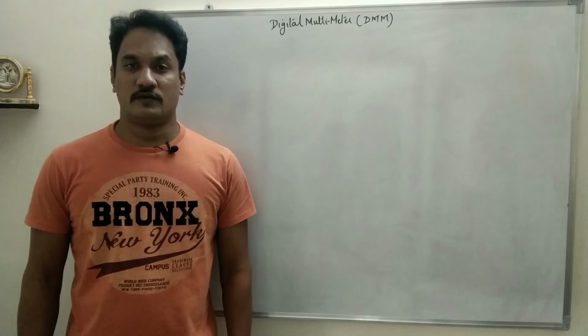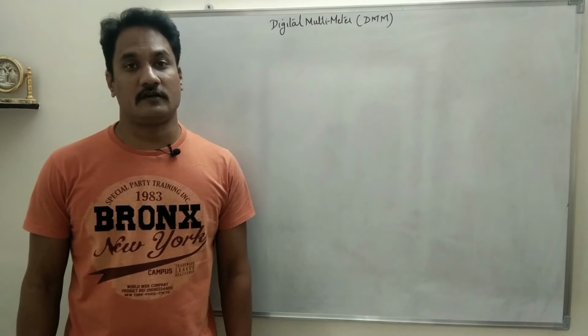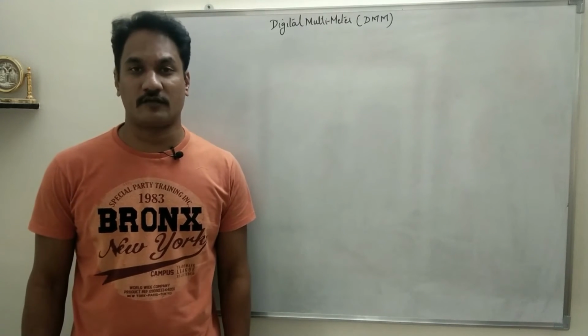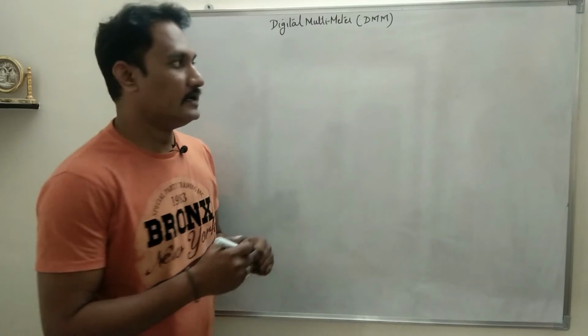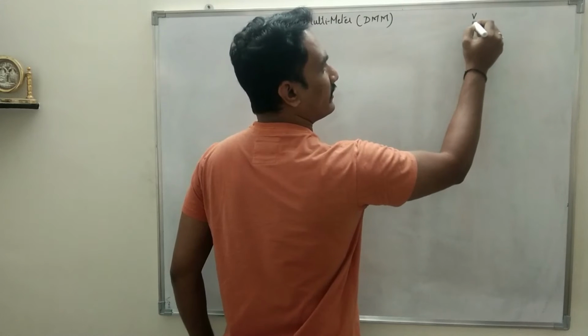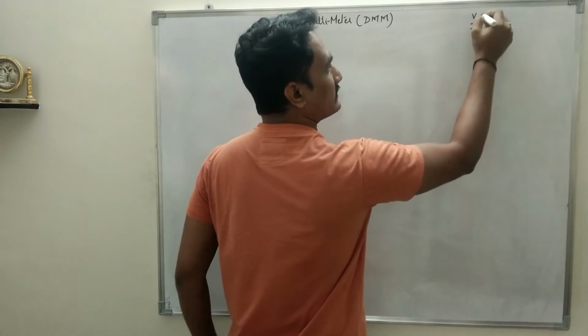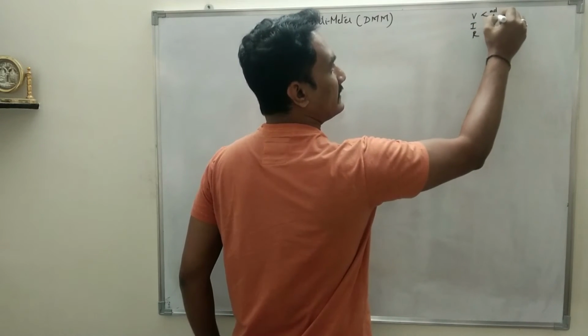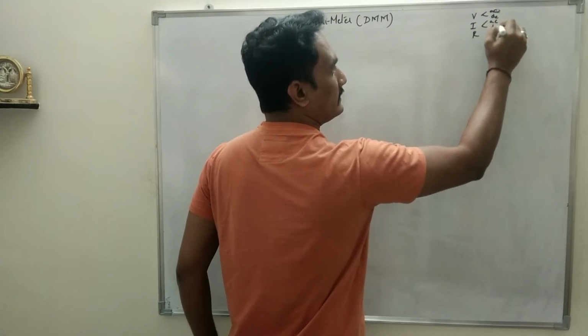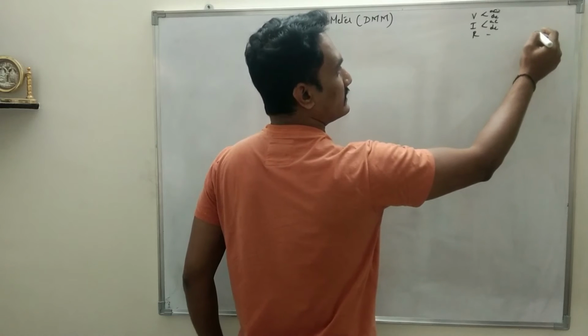Thank you. Hello students, the next and the last topic of this chapter is the digital multimeter. In short we call it DMM. See, basically a digital multimeter is used for measurement of voltage, current and resistance. Voltage AC, DC, current AC, DC, and we measure resistance.